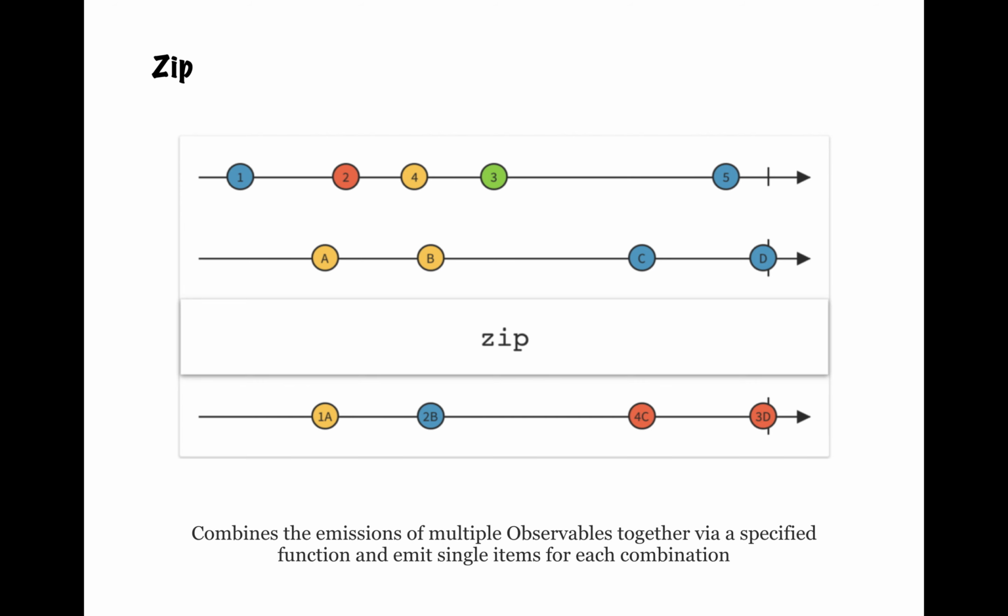Now we'll use this zip operator to make the parallel API calls. How to write our observable chains with the zip operator as well as the flatmap operator, that is what we are going to see.